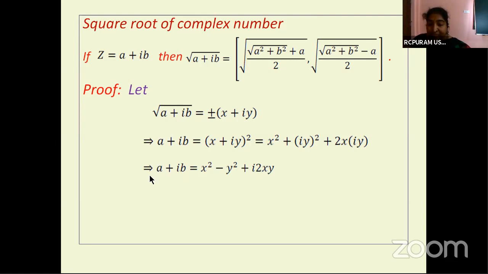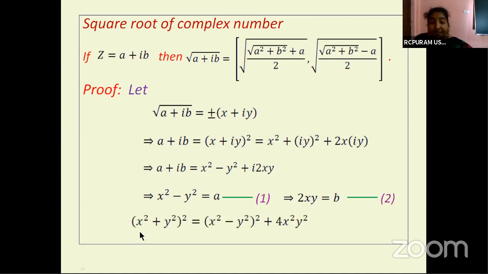Here again, the same concept we have discussed in the previous problem. We are equating real part with real and imaginary with imaginary. That means you are comparing the like terms on both sides. Then you have X square minus Y square is equal to A and 2XY is equal to B. Okay, X square minus Y square is equal to A and 2XY is equal to B. Then we will call X square minus Y square is equal to A as equation 1 and 2XY is equal to B we'll take as equation number 2.